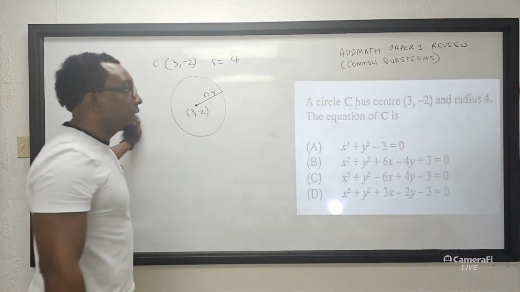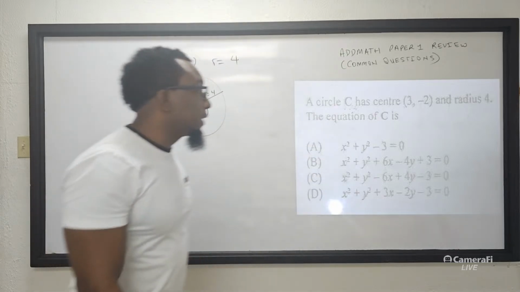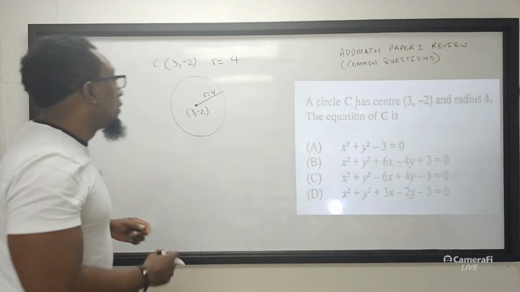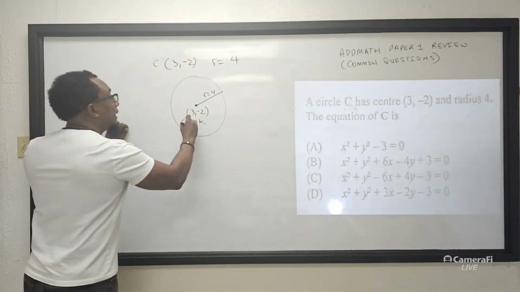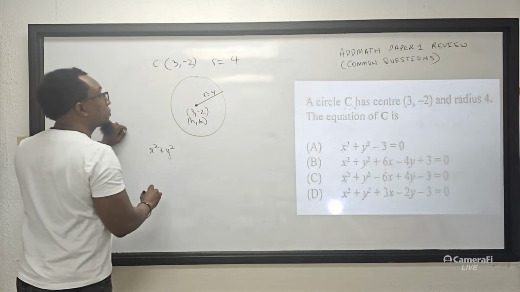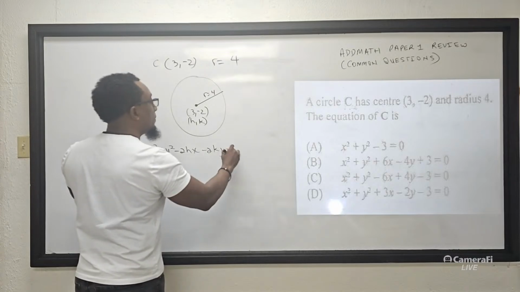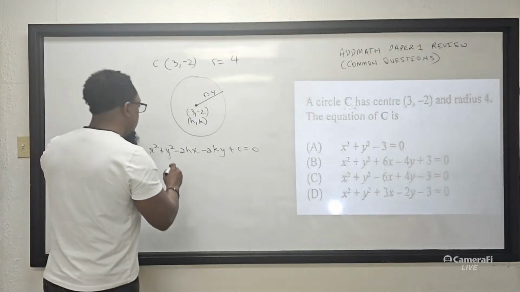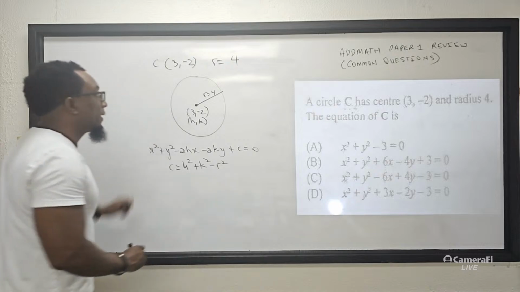Right? So they want us to find the equation of the circle. If you look at the options in the general form, that's the expanded form. So we know the equation of the circle in the expanded form, provided h and k are both positive, is going to be x squared plus y squared minus 2hx minus 2ky plus c is equal to 0. Very important formula you must know, right? And c in this formula is h squared plus k squared minus r squared.